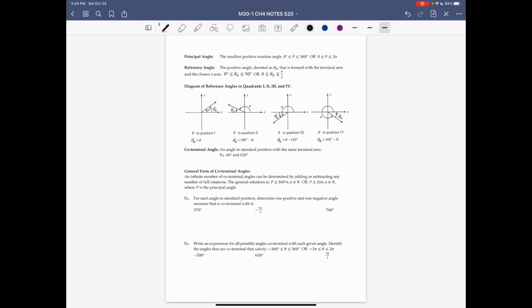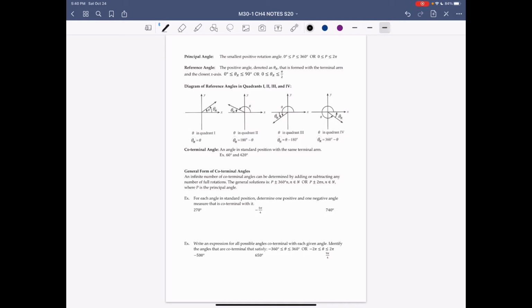The principal angle is the smallest positive rotation angle. So in degrees, it's greater than or equal to 0 and less than or equal to 360. Or in radians, P is greater than or equal to 0 and less than or equal to 2 pi.